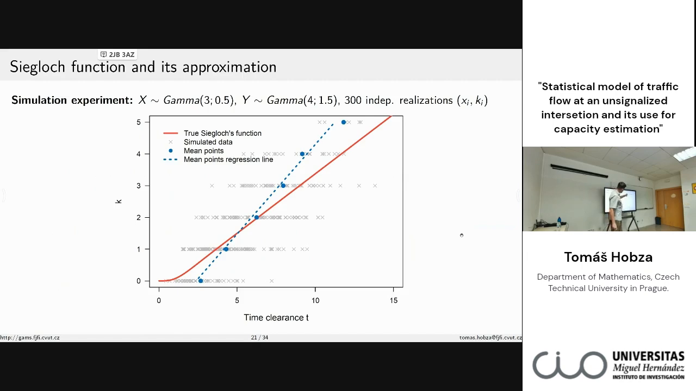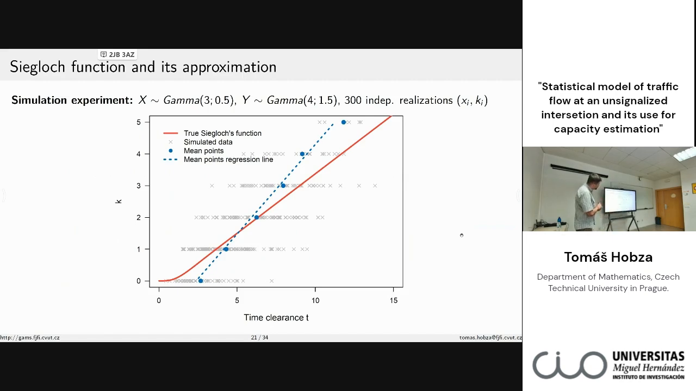And I simulate 300 independent realizations of the clearance and acceptance order. This simulated data you can see here in the form of the gray process. This means, for example, this cross means the time clearance of approximately 10 seconds was accepted by two vehicles. So these are simulated data, or this can be measured in practice.